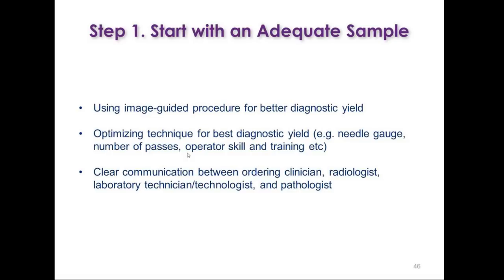And then the communication between the ordering clinician, like if they're going to require molecular testing, what they need, and the communication between the radiologist and the pathologist and the person processing that specimen is critical in ensuring that you get an adequate sample and it's triaged the appropriate way.